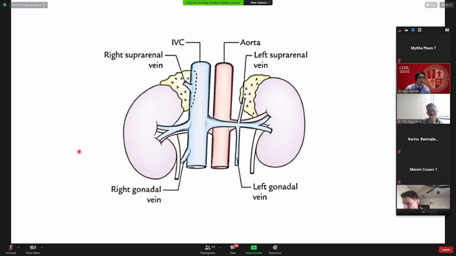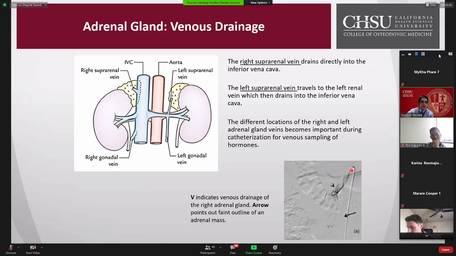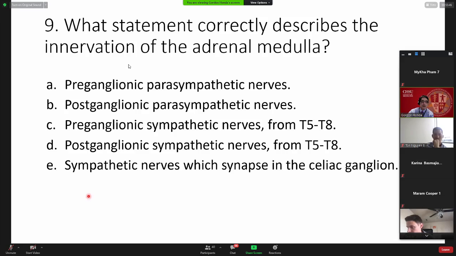Here's the same image that was used in the pre-read, and we actually do have this sort of reversed X-ray that shows a catheter going into that area, the right adrenal gland, looking at the venous drainage. Okay, right suprarenal vein. Sometimes you really need to know this anatomy very, very well.